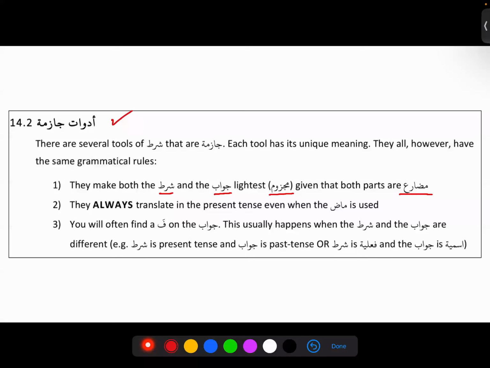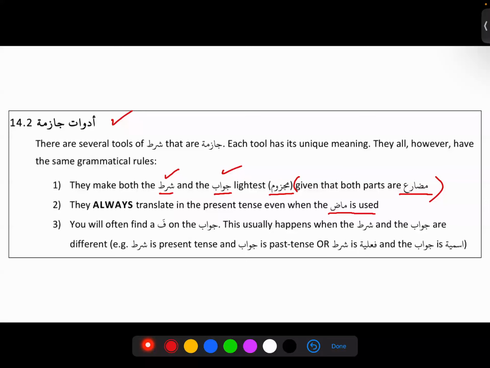So that needs to be noted. Okay? If both parts are fil mudariya, then they can turn the shart part as well as the jawabu shart part into majzoom form. Right? Yes. So they always translate in the present tense even when the madi is used. Because we will see in many examples in the Quran Pak as well that jawabu shart is in madi.